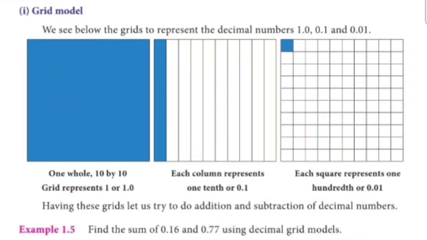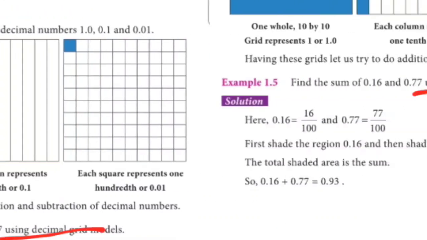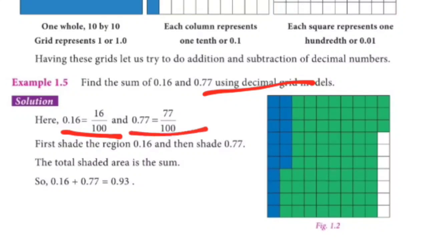In example 1.5, find the sum of 0.16 and 0.77 using the decimal grid model. Here they mention that we have to add using the decimal grid model. The first number is 0.16 and the second number is 0.77. While converting 0.16 to a fraction, we can write 16 by 100, since we have two digits after the point. For 0.77, we write 77 by 100. So the first number is 16 by 100 and the second number is 77 by 100.